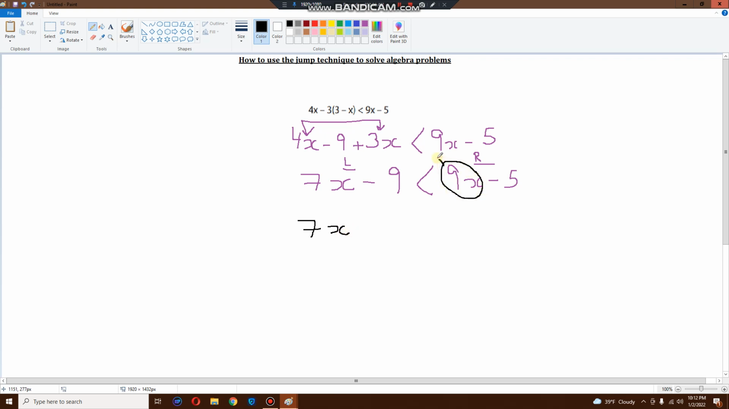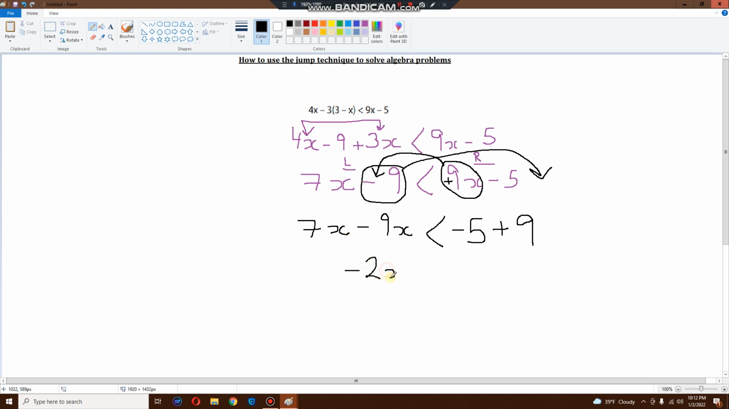So let's jump across that inequality sign. And that positive 9x, because it's positive over here, turns into negative 9x. Less than. Everything else goes on the right side. Minus 5 is already on there. That's good. Minus 9, however, is not on the right side. So let's jump across that inequality sign, and the minus will turn into plus. Okay, positioning is good. Let's do the math. 7x minus 9x is minus 2x, less than minus 5 plus 9 is positive 4.